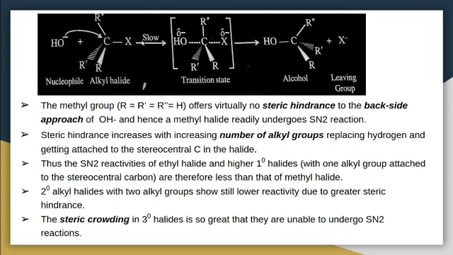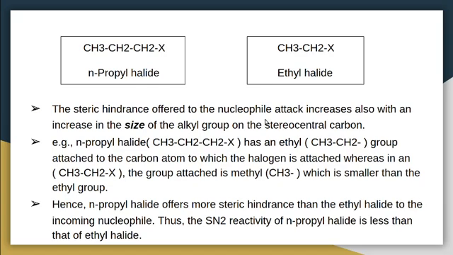This is the reason for the slow reactivity when hydrogen atoms in methyl halide are replaced by alkyl groups. So tertiary halides have very low reactivity towards SN2 reaction, whereas methyl halide has high reactivity towards SN2 reaction. We have already seen that SN2 reactivity of alkyl halides decreases with increasing number of alkyl groups on the carbon to which the halogen is attached.